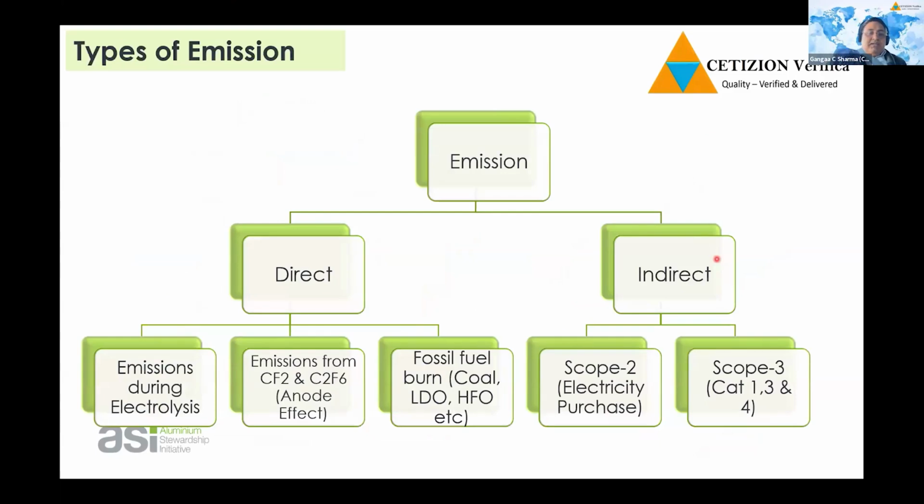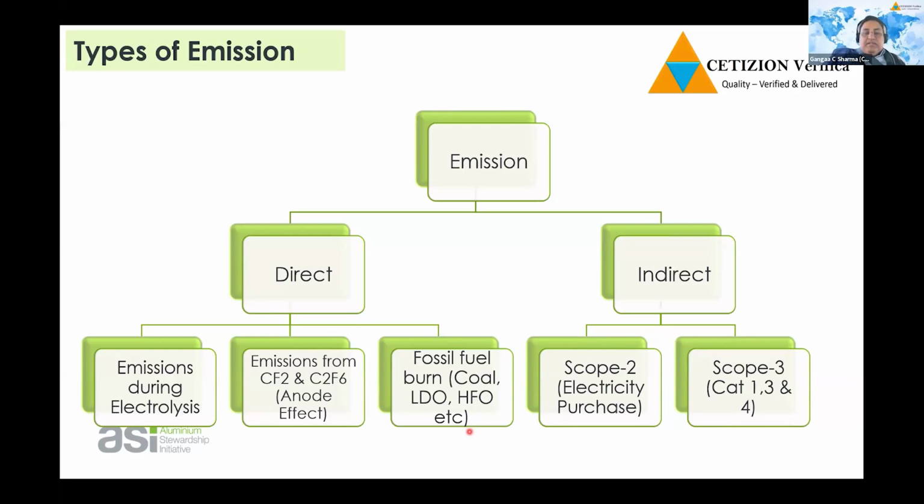So if you see in a smelter, there are direct emissions coming from the electrolysis process. There is emission from CF4 and C2F6 from the anode effect. There is fossil fuel; generally, depending on where we are in the world, we use different fuels. It could be coal, it could be LDO, which is a form of diesel, furnace oil, HFO, etc. So these are all combustion happening within the boundary of the smelter and come under direct emissions.